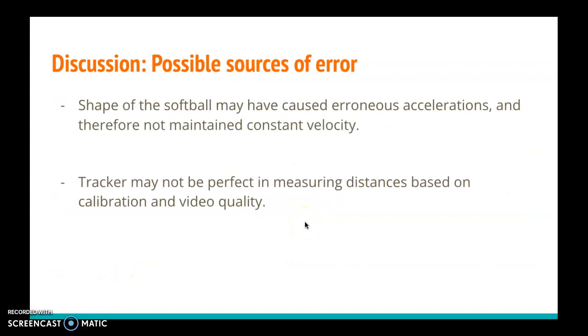To conclude this experiment, some possible sources of error may have been the shape of the softball or the floor, which may have caused erroneous accelerations or decelerations that cause a constant velocity to not be maintained. Also, the tracker software may not be perfect in measuring distances and time based on calibration and video quality.